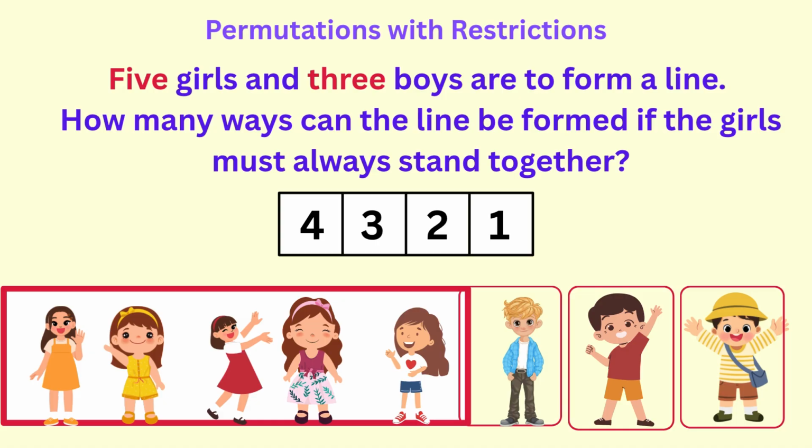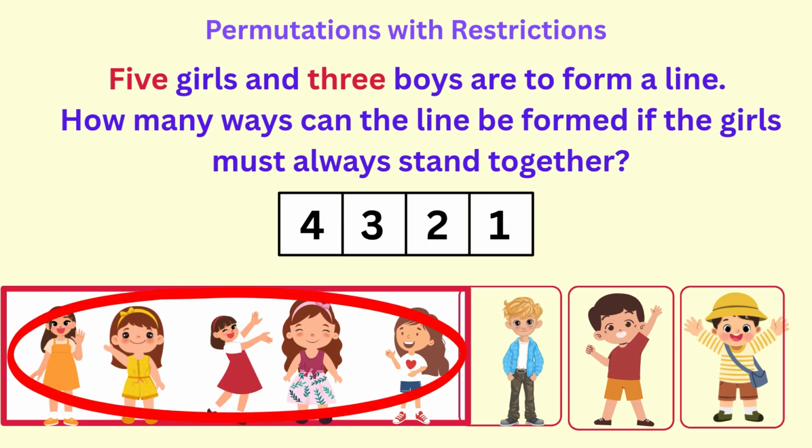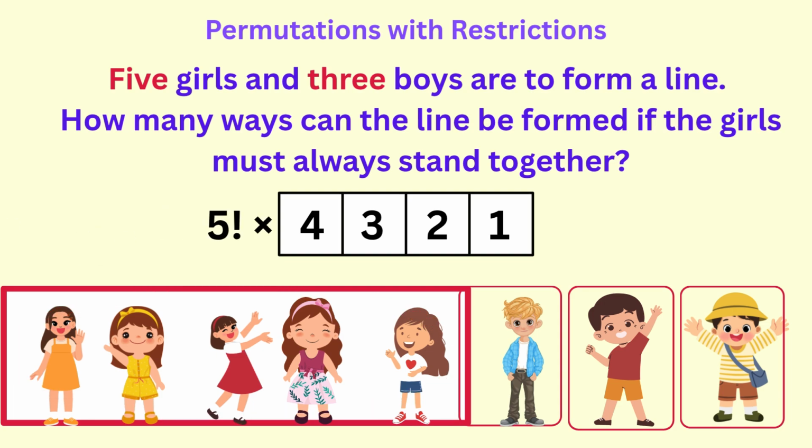But remember, inside the unit block with the 5 girls, they can switch positions among themselves in 5 factorial ways. So, our final answer is 5 factorial times 4 factorial, which is 120 times 24, which gives 2,880. So, there are 2,880 ways to form the line if the girls must always stand together.